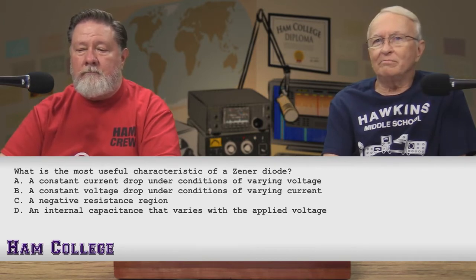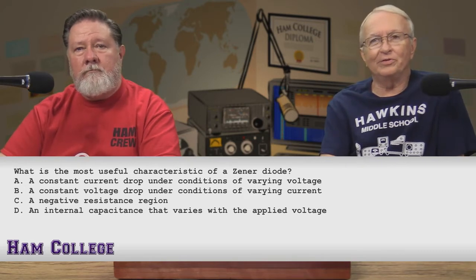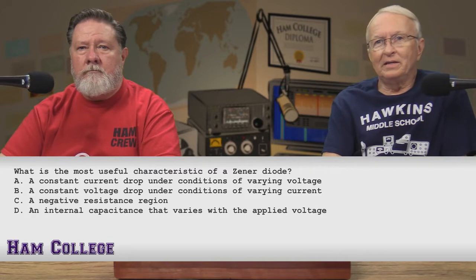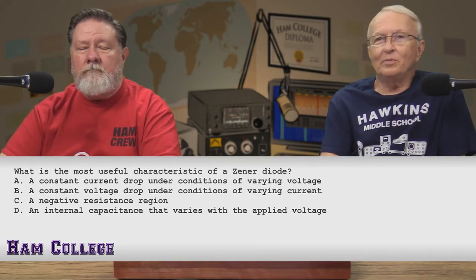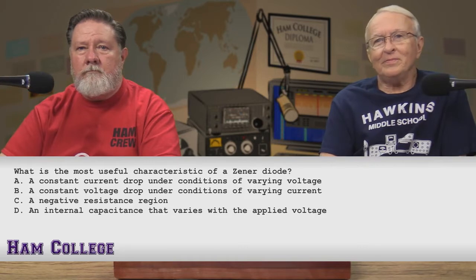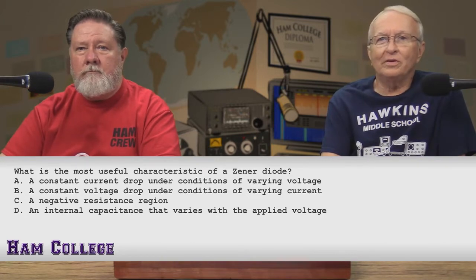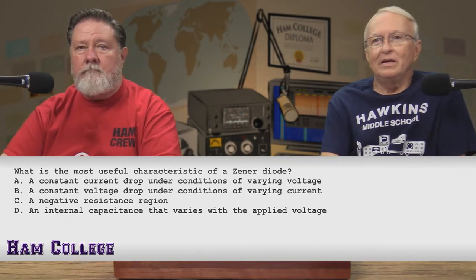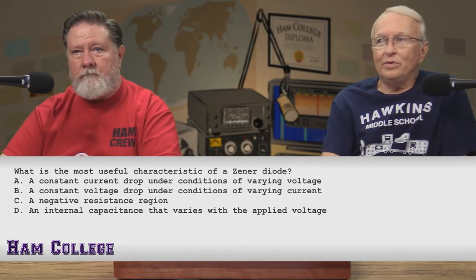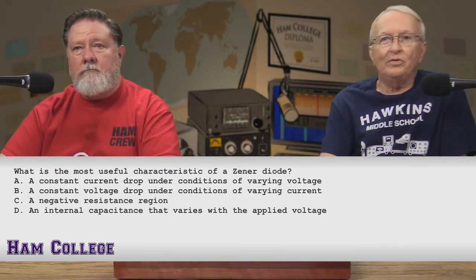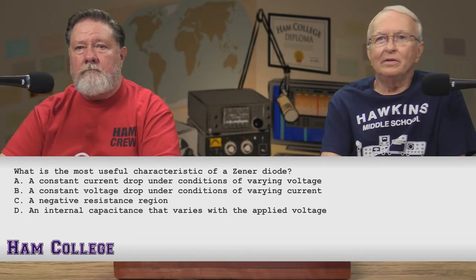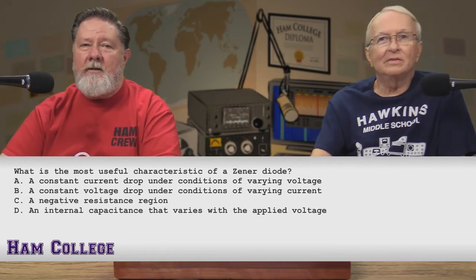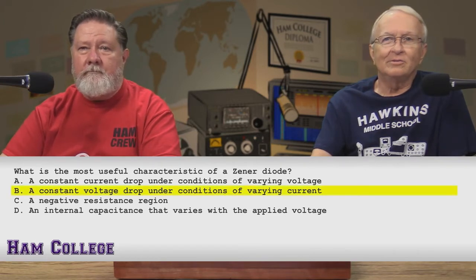Well, capacitance doesn't change with the voltage on the Zener, so it's not D. A negative resistance region, I'm not even sure what that would be, but it's not that. So that means it's either going to be constant current drop under varying voltage or constant voltage under varying current conditions. I know a Zener is what you would use to clamp a voltage down. So I'm going to say it's B, a constant voltage drop under conditions of varying current. Make sense? When you put it like that, it does. Okay, well, let's see. And it is.